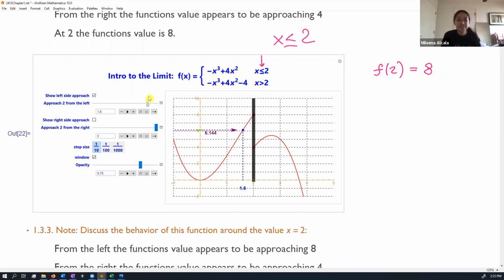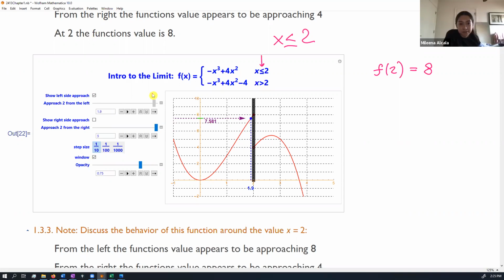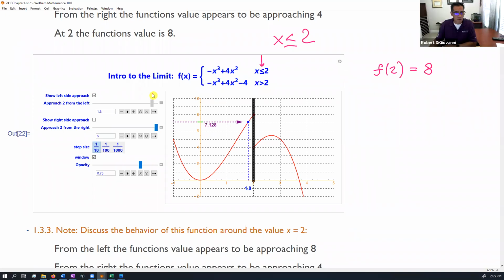Okay, so Melina, you're the first person I'm calling on. As I come in from the left, where is the function approaching? What is it headed towards? It's heading towards 8 again. It's headed towards 8. Everyone agree? Now, it's not technically ever going to get there, but that's not important. It's what it's headed towards.